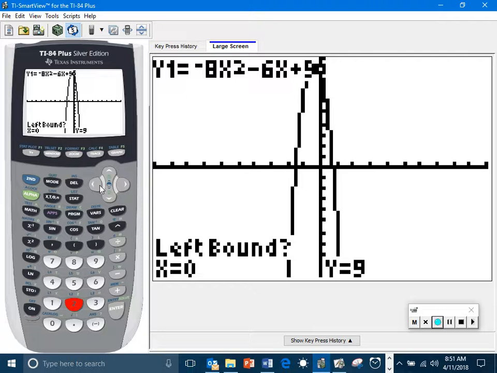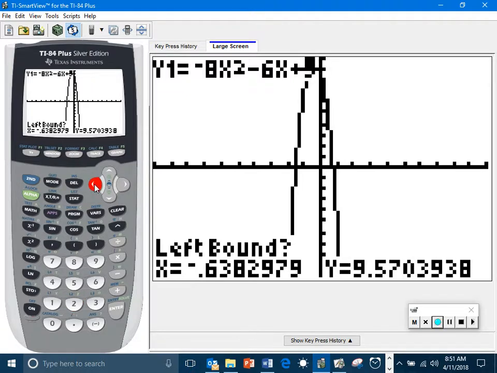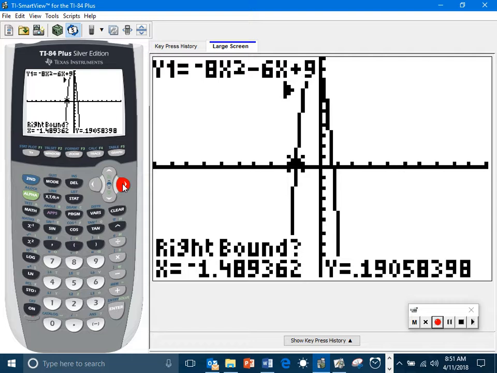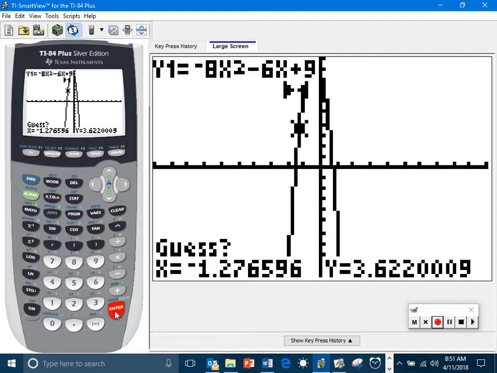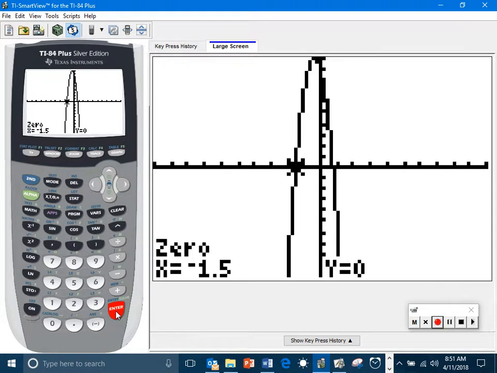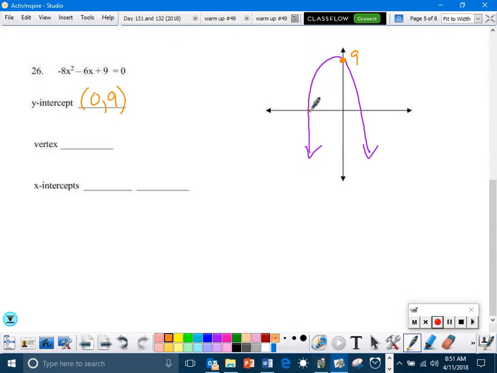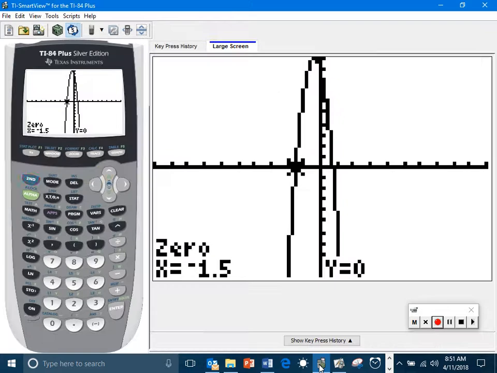Now let's find the x-intercept on the left. So I'm going to go to the left. Now to be on the left, I need to be under the x-axis. To be on the right, I need to be above the x-axis. Again, if you get an error message, just start over and switch. So -1.5. Okay, now let's find the other one.